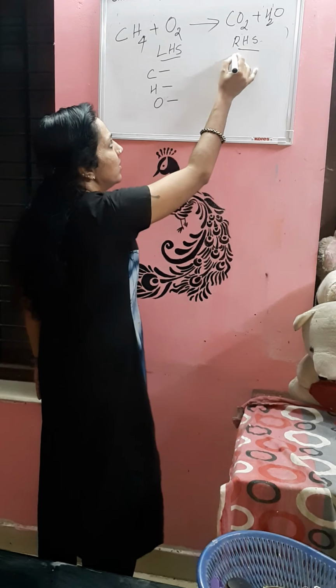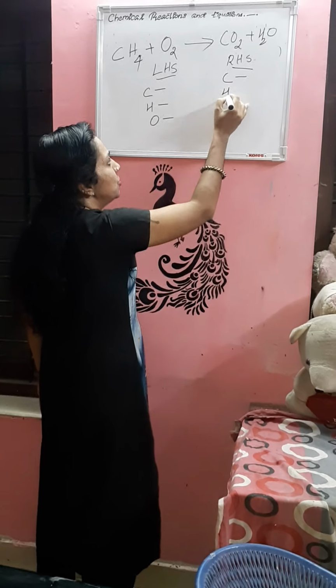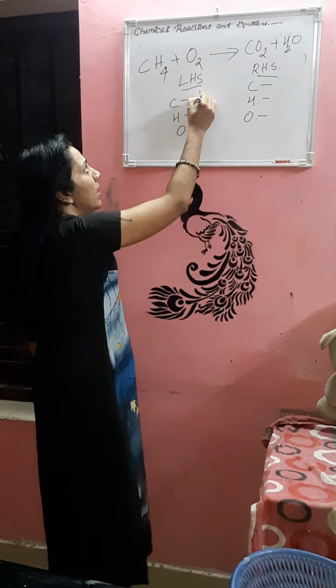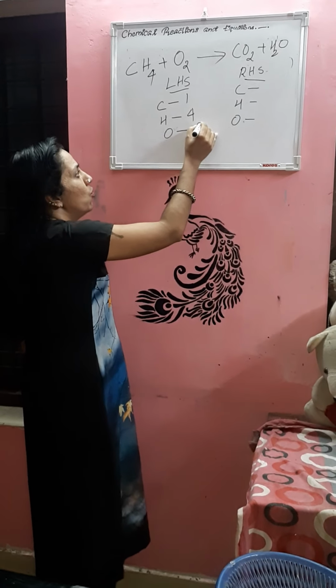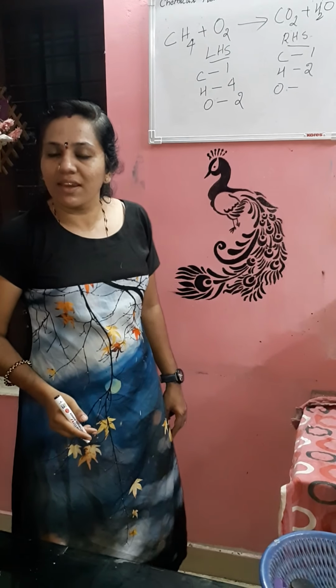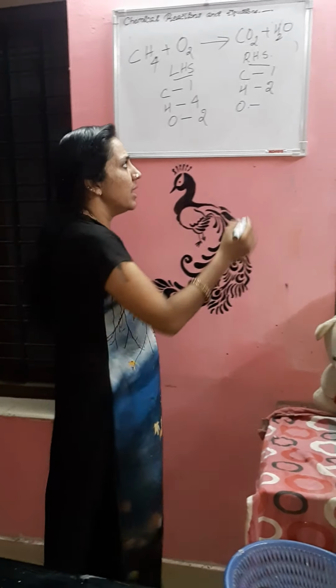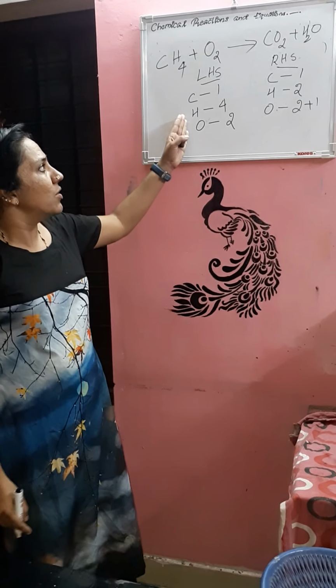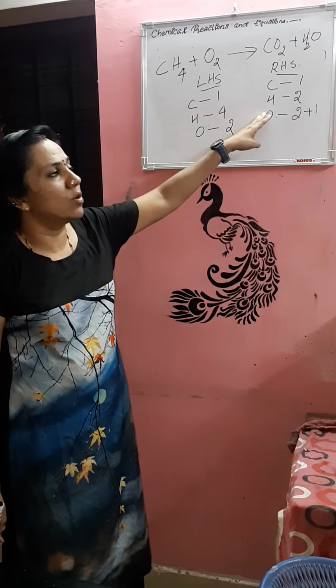I am writing the same order here. C, H, O. How many carbon atoms are there? 1. Hydrogen 4. O2. Here 1. Hydrogen 2. Oxygen 2 plus 1. If you want, you can write 3 together, or here I am writing it separately, 2 plus 1. Then look here, H2, H4, carbon is okay.